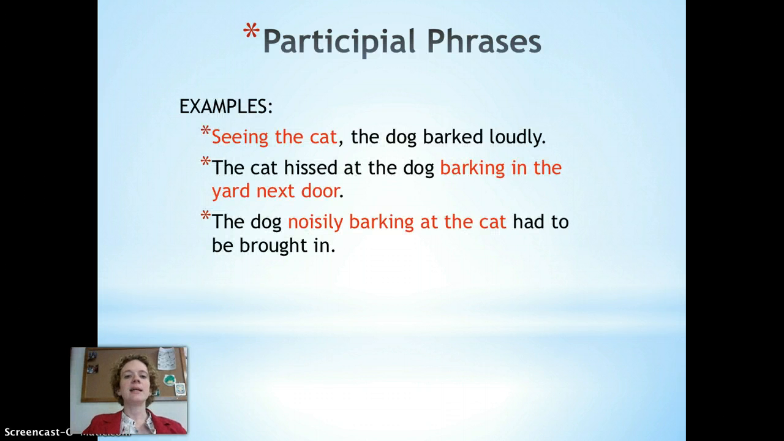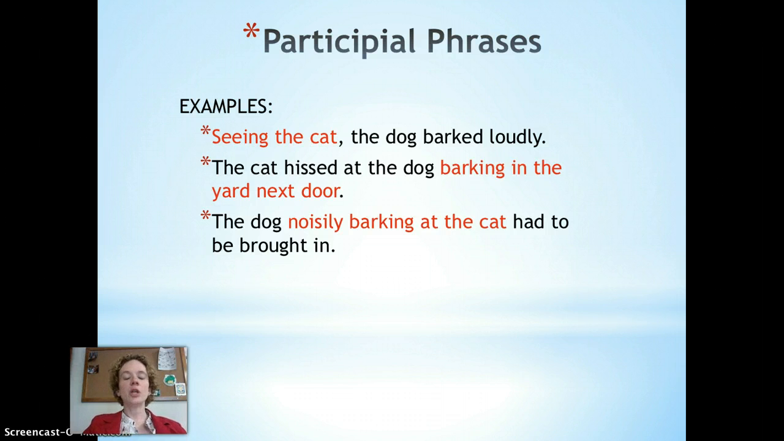The first one: Seeing the cat, the dog barked loudly. So you've got the participle seeing, and the whole phrase is seeing the cat. The next one: The cat hissed at the dog barking in the yard next door. You should notice the participle barking, and the phrase it's a part of is barking in the yard next door. And then the last little example: The dog noisily barking at the cat had to be brought in. So the participle barking is part of the phrase noisily barking at the cat.